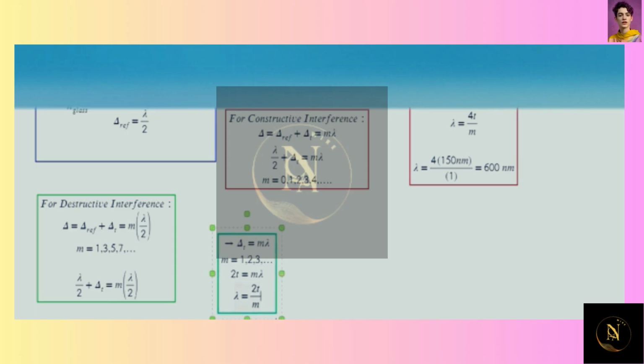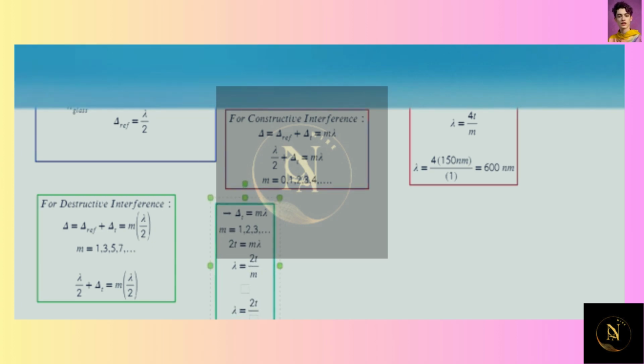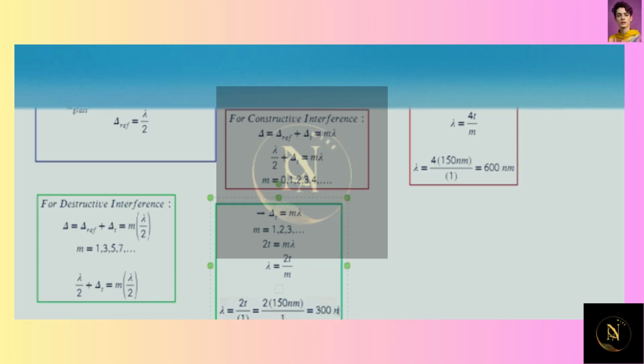So if we set m equal to 1, we could go ahead and solve for a wavelength that will destructively interfere in that air column. So if m is equal to 1, let's put all the values here. It's going to be 2 times the thickness, which is 150 nanometers, divided by 1. It's going to be equal to 300 nanometers.